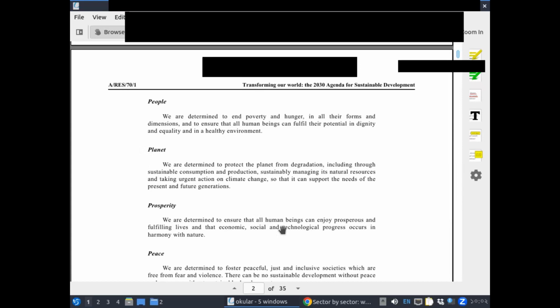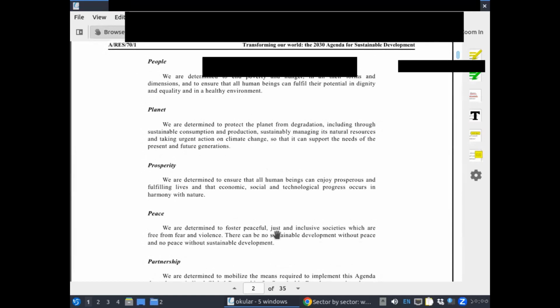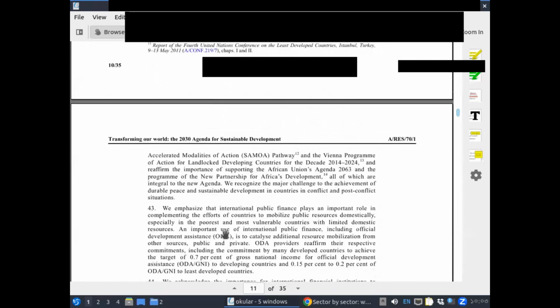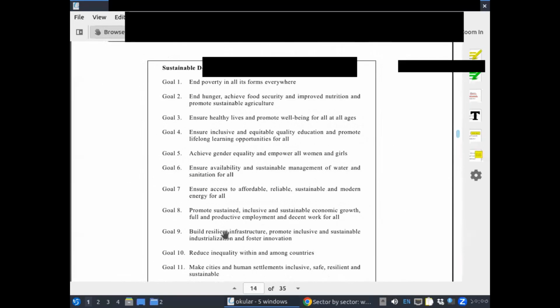Then planet: we are determined to protect the planet from degradation, including through sustainable consumption and production, sustainably managing its natural resources, and so on. Prosperity: we are determined to ensure that all human beings can enjoy prosperous and fulfilling lives, and that economic, social, and technological progress occurs in harmony with nature. So these 3 P's are available in this document, and then they define these 17 SDGs in this document.